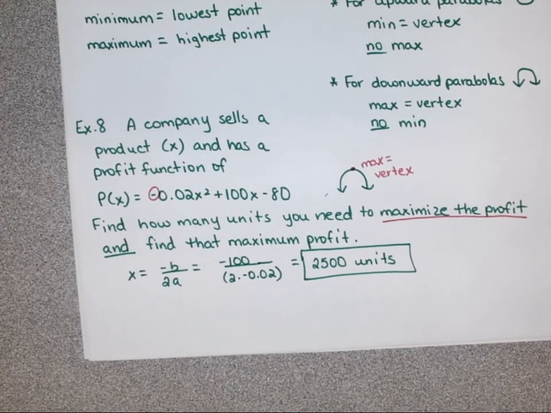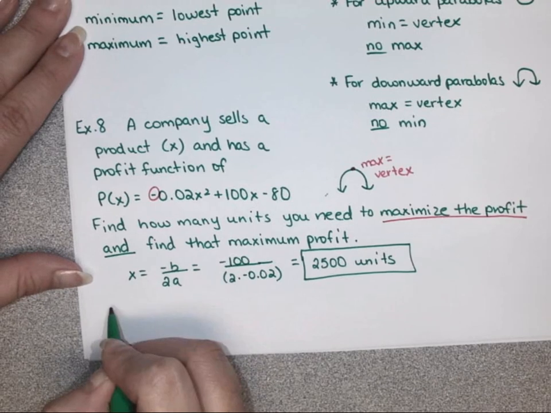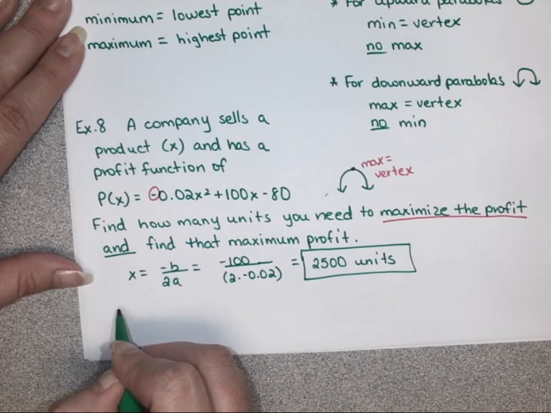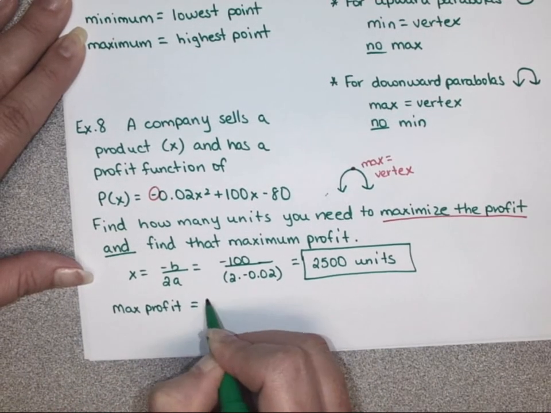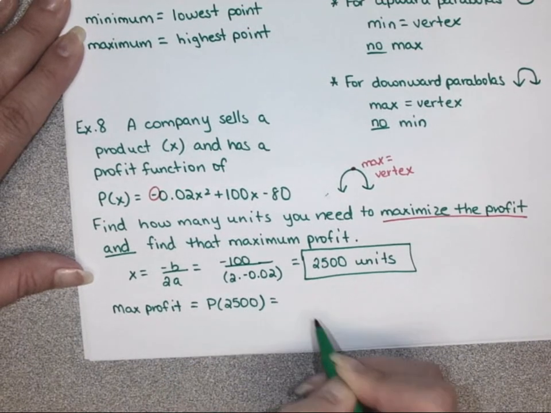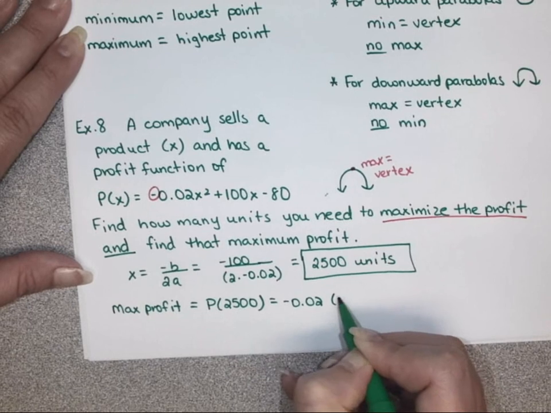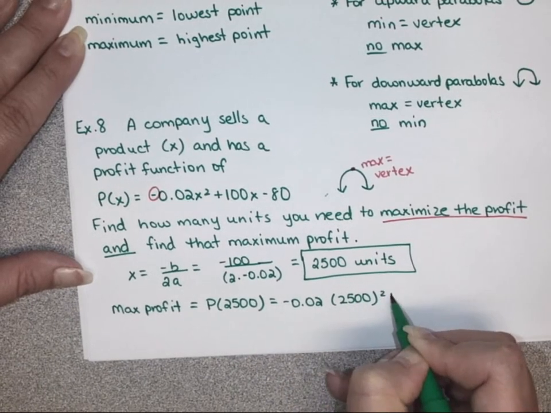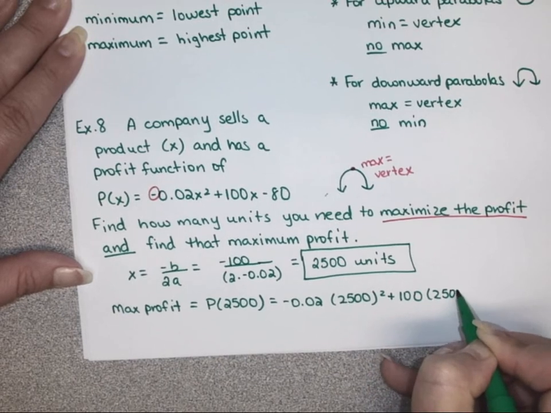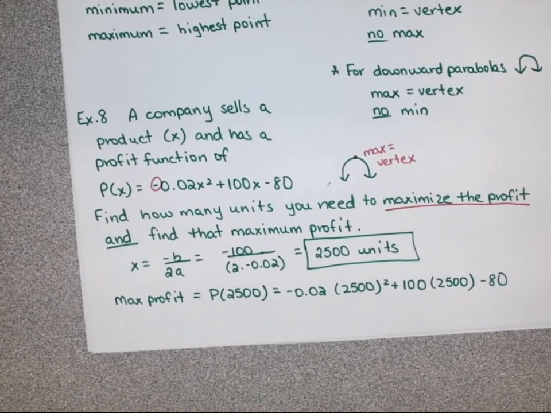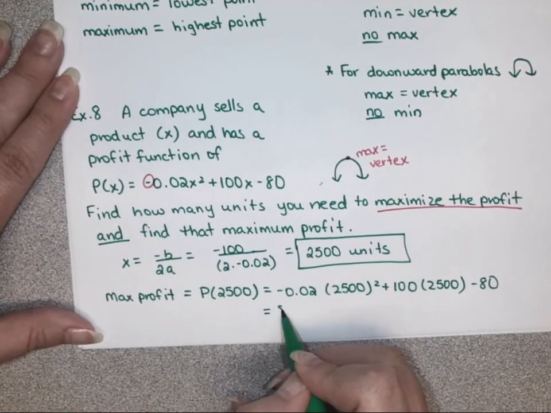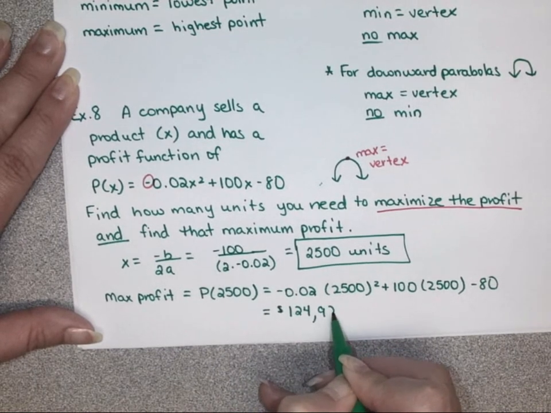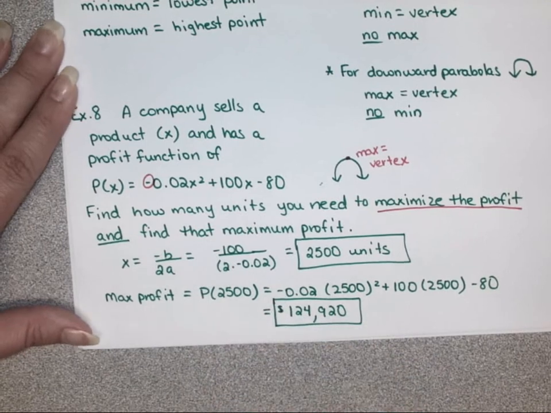And then it says find the maximum profit. So what will you do with that 2,500 once you know it will give you the maximum profit? You just need to what? Plug it in, right? We have a profit formula, so we're going to use it. So the max profit is just going to be whatever you get when you plug in 2,500. So you're going to do negative 0.02 times 2,500 squared plus 100 times 2,500, and then minus 80. Okay, so again, I didn't bring my calculator today, but I already did these ahead of time. So if you were to plug that in, it would be 124,920.